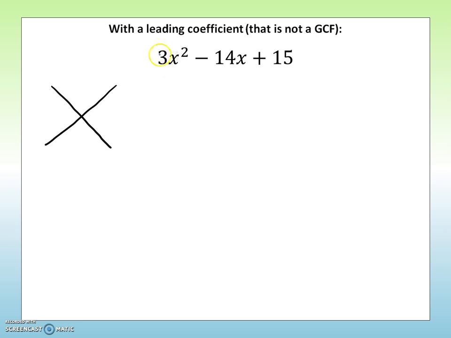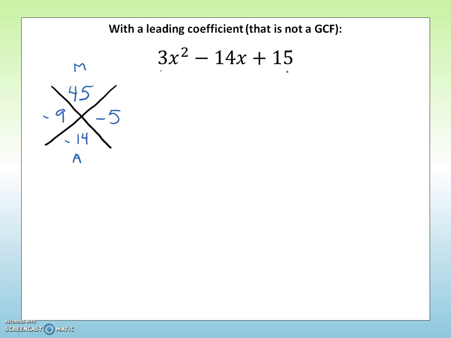Now because this has a leading coefficient, we can't go ahead and put a 15 up top and a negative 14 below for multiply and add. Because of this leading coefficient, we need numbers that multiply to be 45, 3 times 15, and add up to negative 14. Now again, both of our numbers need to be negative. Negative 9 times negative 5 is 45. Negative 9 minus 5 is negative 14. So we found our numbers.